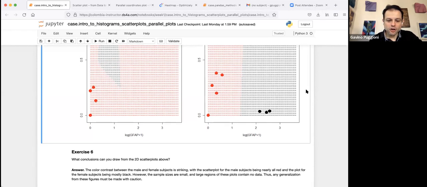So the color contrast between male and female is striking, with the scatter plot for the male subjects being nearly all red and the plots for the female subjects being mostly black. However, the sample sizes are small and large regions of these data points contain no data. Thus, any generalization from these figures must be done with caution, as you have pointed out.